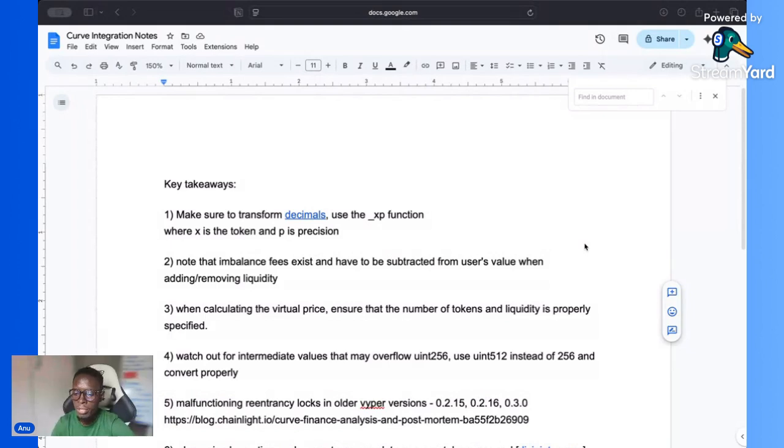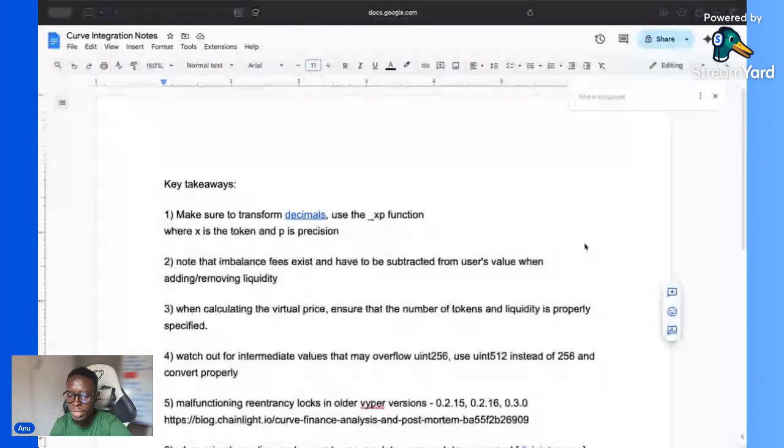And in Curve, thankfully, there is a function called the XP function. Call X the token and P precision. It helps you adjust the tokens to swap by multiplying or dividing by a certain number of decimal places. So say 1E18, for example, or 1E6, it will be scaled up all the way to 1E36 and then used in the same basket as other tokens together.